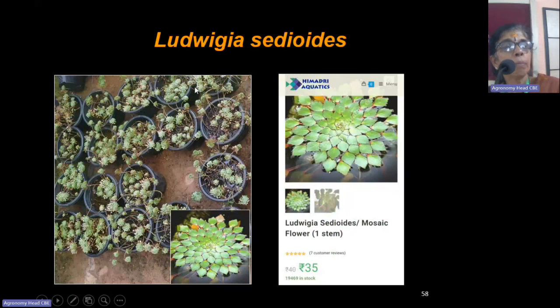This you should be aware of, because most of these aquatic species are now available on Amazon and other online stores and in free trade. What is the ultimate effect? This is a photograph which we took from a nursery where they have kept it for sale, and this from the internet. See, 35 rupees. This is a weed. But see what a beautiful leaf arrangement.